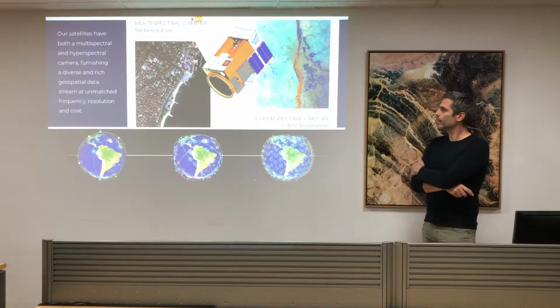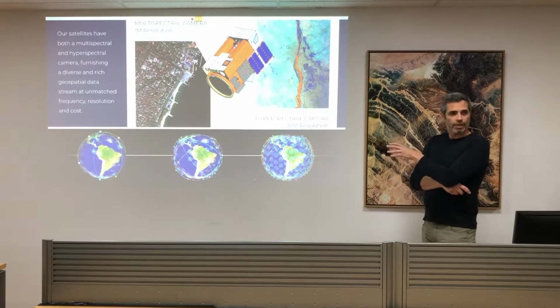One is what is called a hyper-resolution multispectral camera. It means that it's a camera that allows us to get pictures of the Earth at 1 meter resolution per pixel, and with 4 bands: red, green, blue, and near infrared.